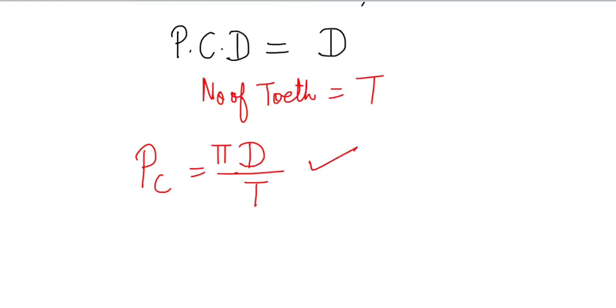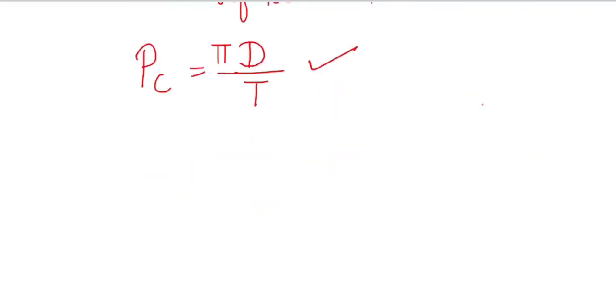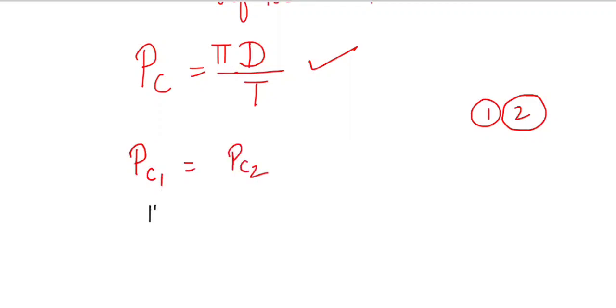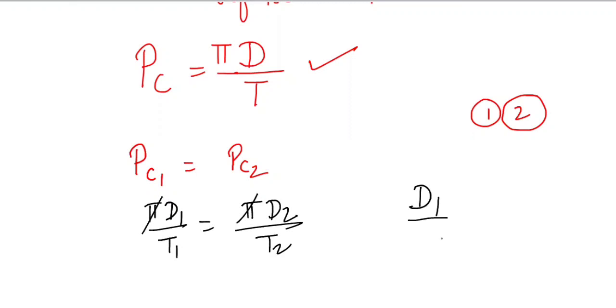And whenever two gears are meshing, suppose these are the two gears, 1 and 2, this must be the condition that Pc1 must be equal to Pc2. Otherwise meshing cannot happen. So pi D1 by T1 is equal to pi D2 by T2. Pi will be cancelled out, so I can say that D1 by D2 is equal to T1 by T2.